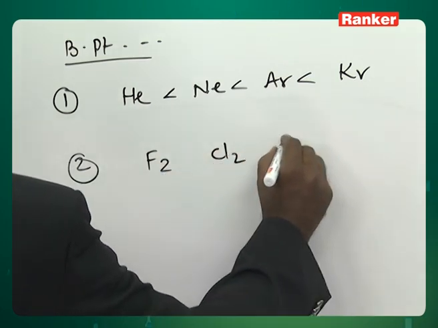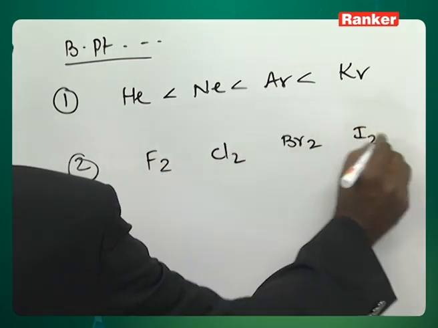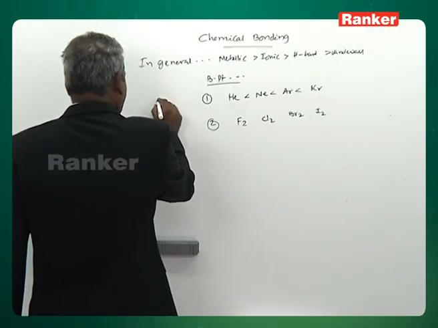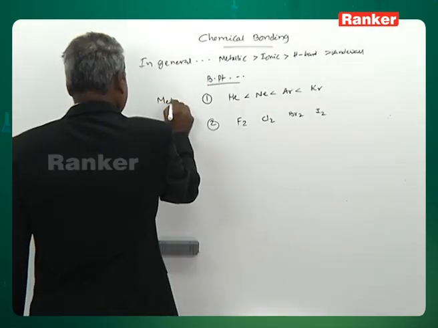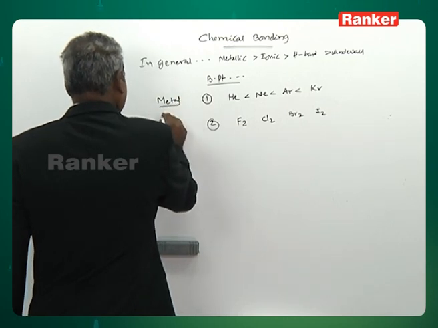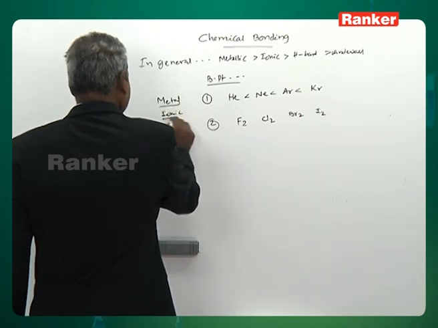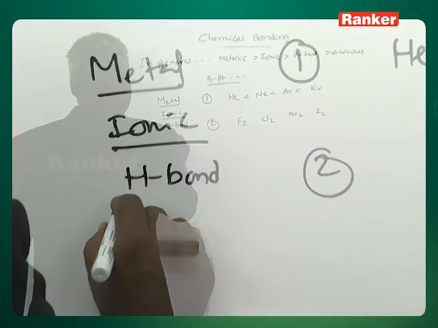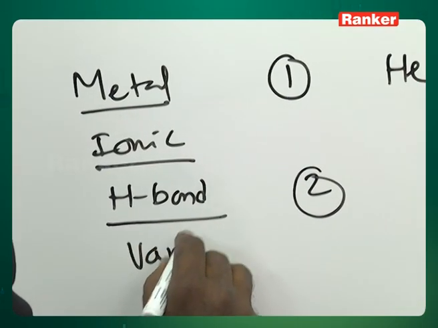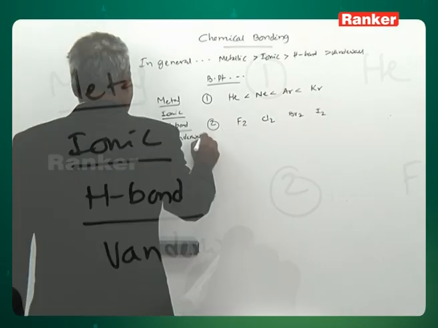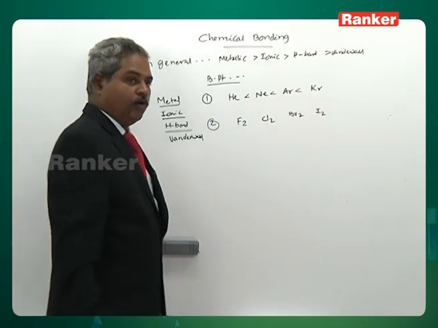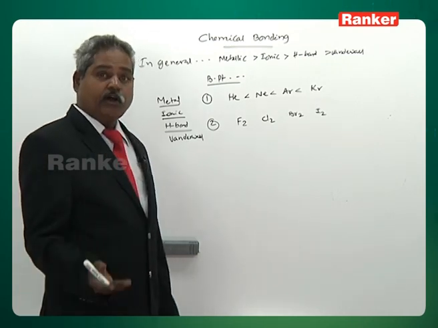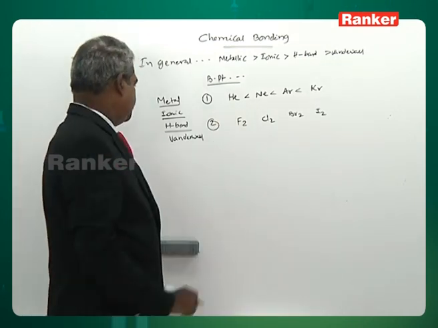F2, Cl2, Br2, I2. So, I am always ruling out the possibilities. I am seeing whether they are metals, whether they are ionic compounds, whether they have hydrogen bonded compounds, or van der Waals. So, are they metals? Not at all. Fluorine, chlorine, they are not metals. Are they ionic compounds? They are not even compounds, they are elements.